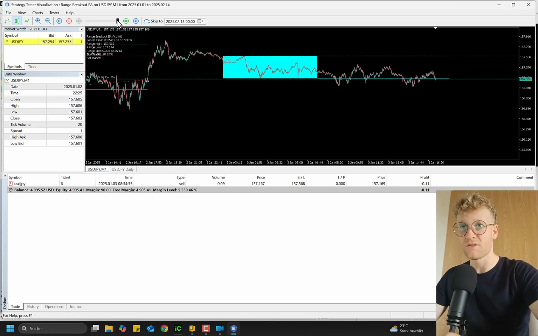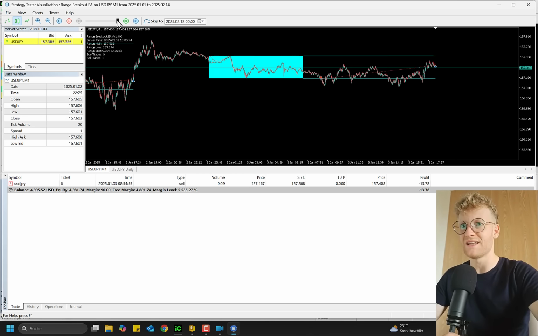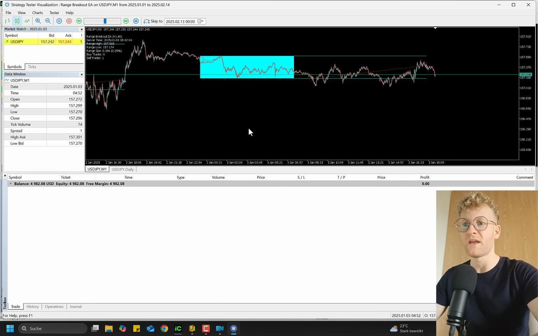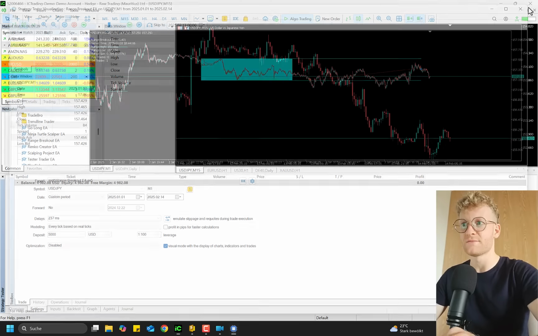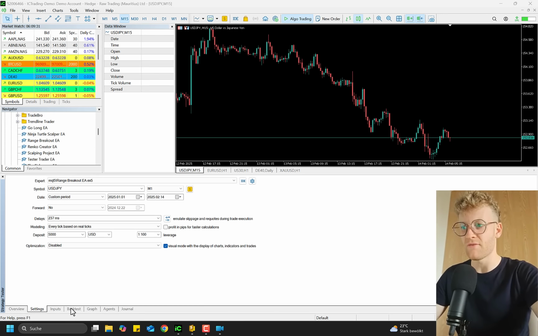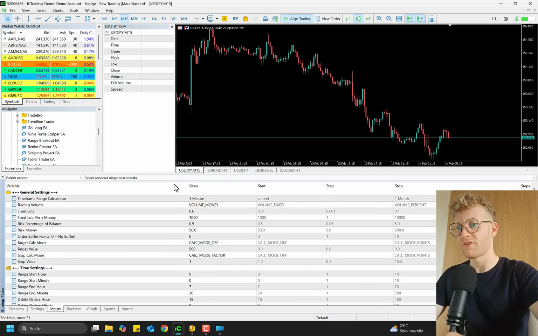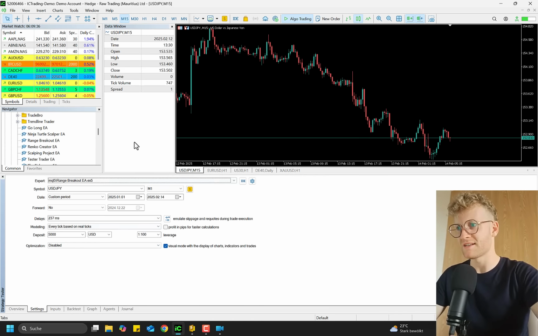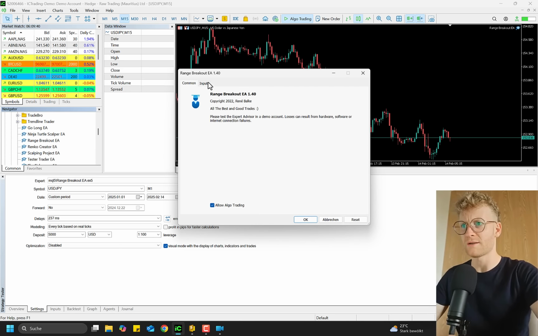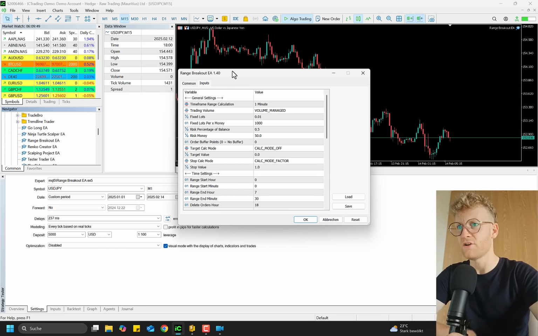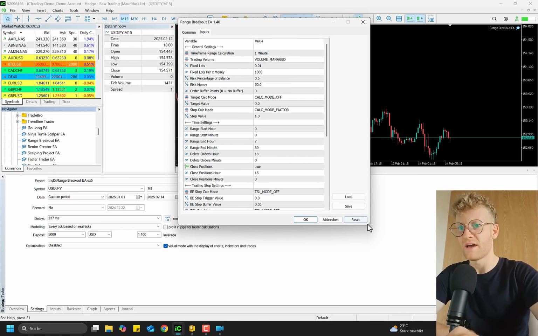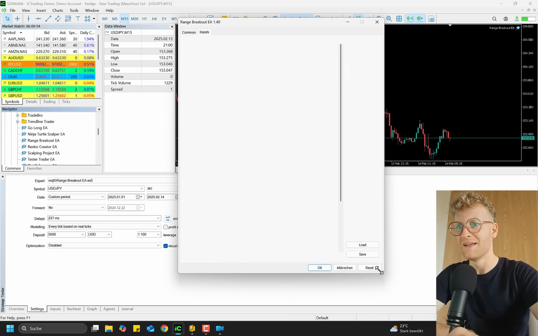And you can use this Expert Advisor in any market you like. For this reason, we need a lot of flexibility with the inputs, because not every market can be traded with the same inputs. So we see the settings here in the tester, or I can also activate it on a normal chart. You can see here, this is the Range Breakout EA. At the moment when I record this video, it's version 1.40, and here are all of the settings that are currently available. So you can see it's quite a lot.